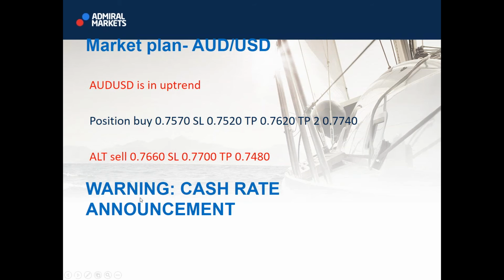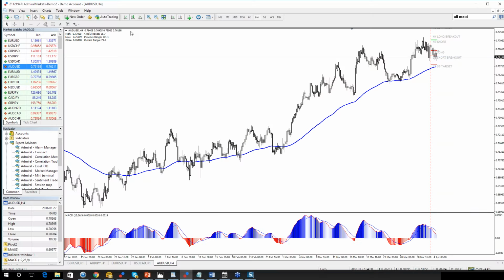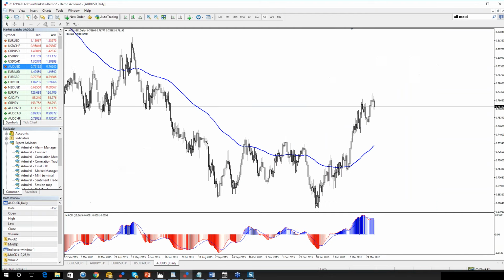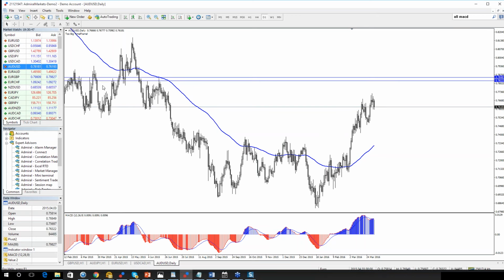And one of the reasons I'm buying the dips on Australian dollar is this. It's very strong on 4-hour, and even on daily chart, it goes magnetically towards previous high, and this is it. So it's drawn towards this zone. See how many rejections here. It wants to go up.